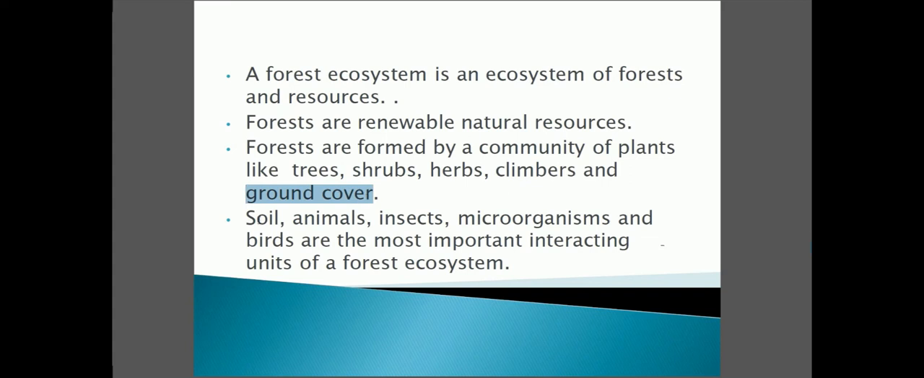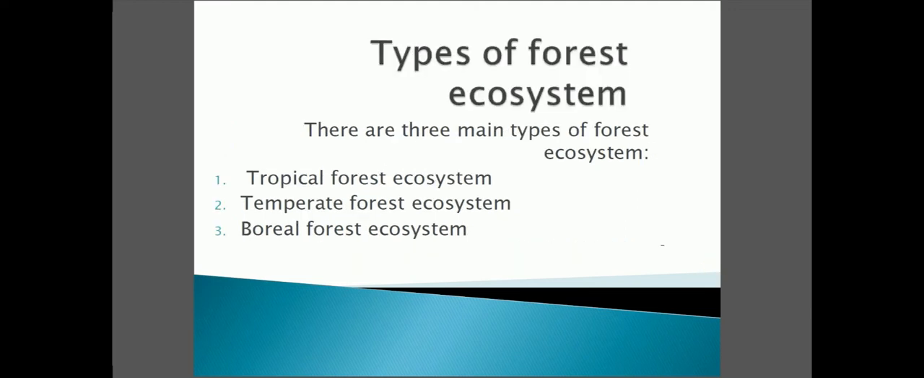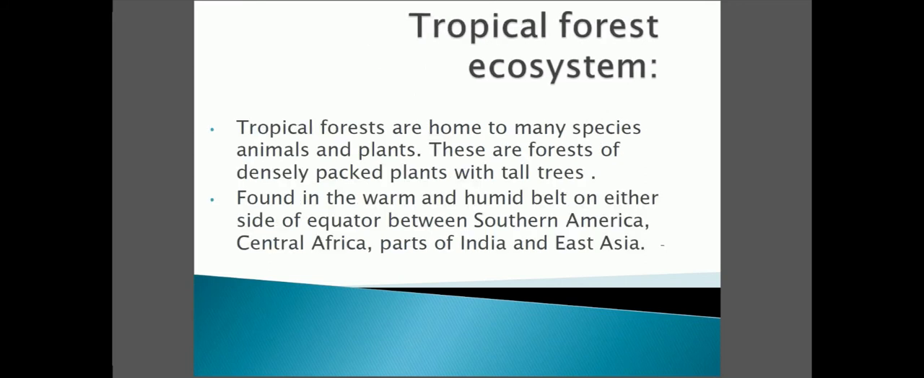A forest ecosystem may have healthy soil. Animals, insects, microorganisms, and birds are the most important interacting units of the forest ecosystem. That's why the soil is very healthy in that part. So, what could be the types of forest? Forest types are mainly divided into three parts: tropical forest, temperate forest, and boreal forest ecosystem.